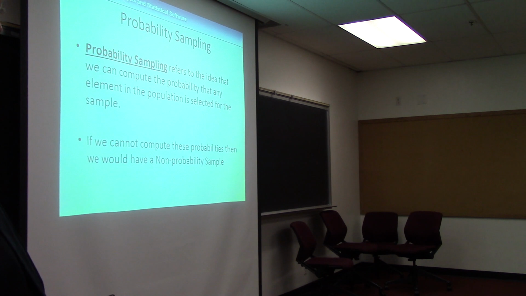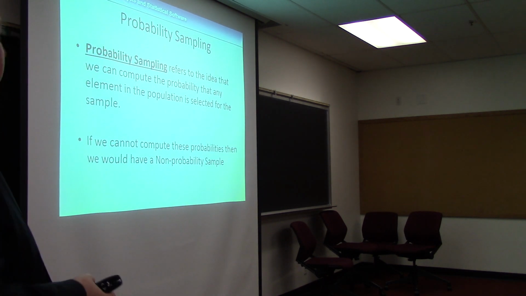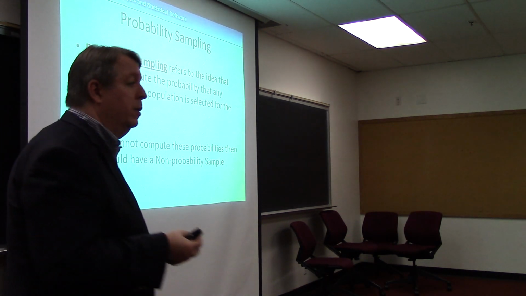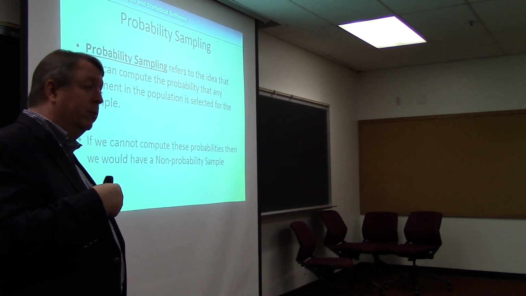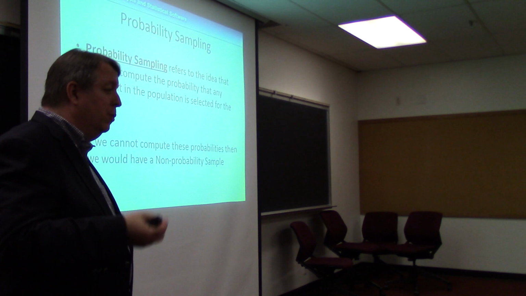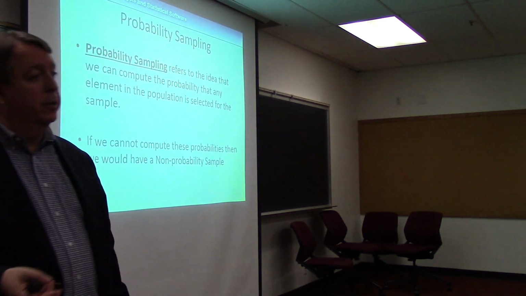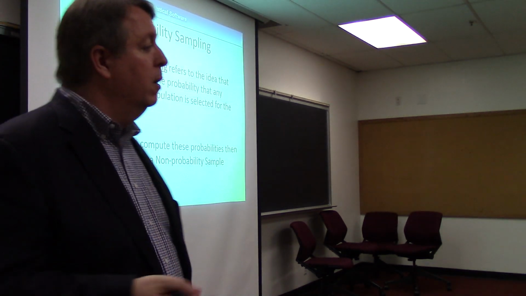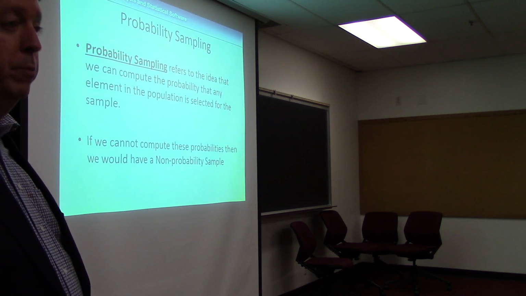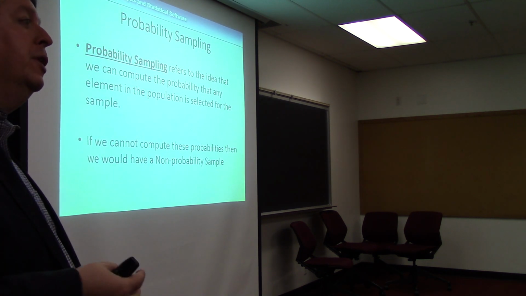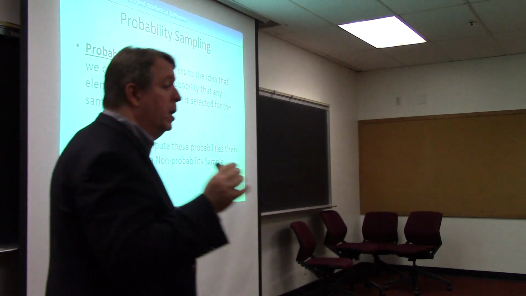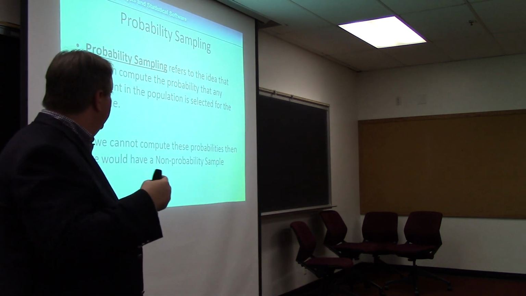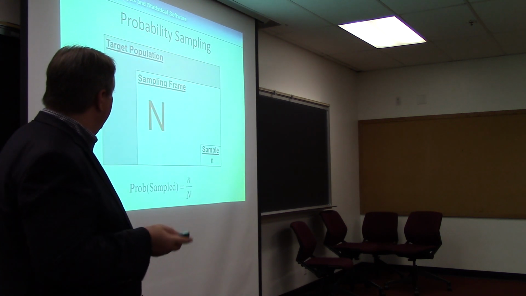So, back to Stat 101. Probability sampling refers to the idea that we can actually compute the probability that any particular person or element is selected into our sample. If we can't do that, then what we have is a non-probability sample. And what most of us have done in our careers and we've learned about is non-probability sampling. You don't actually know, or you can't calculate, the probability that any particular person or element ends up in your sample. But there are some situations where you can.